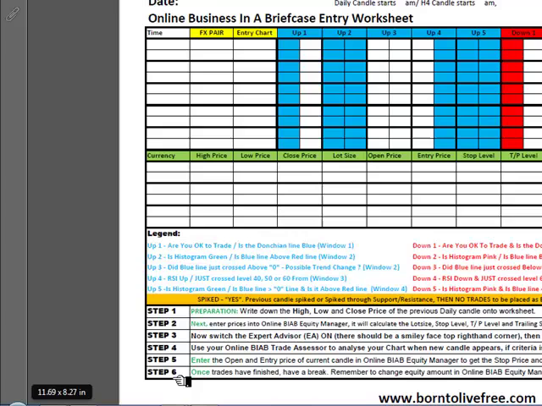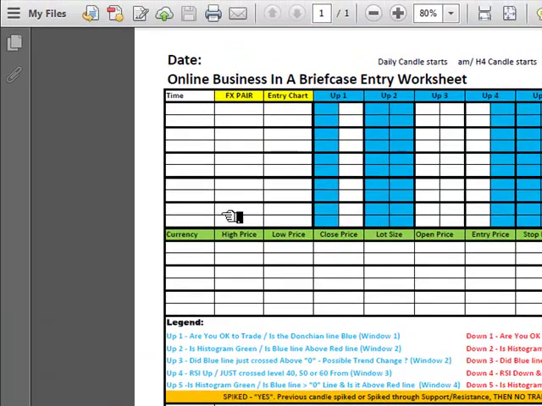it also has all of your instructions for identifying high probability trade criteria and the steps you should follow to successfully place a trade. Now, this section up here for recording chart observations, we have an online Business in a Briefcase assessor, and I'm going to show you how to complete that.